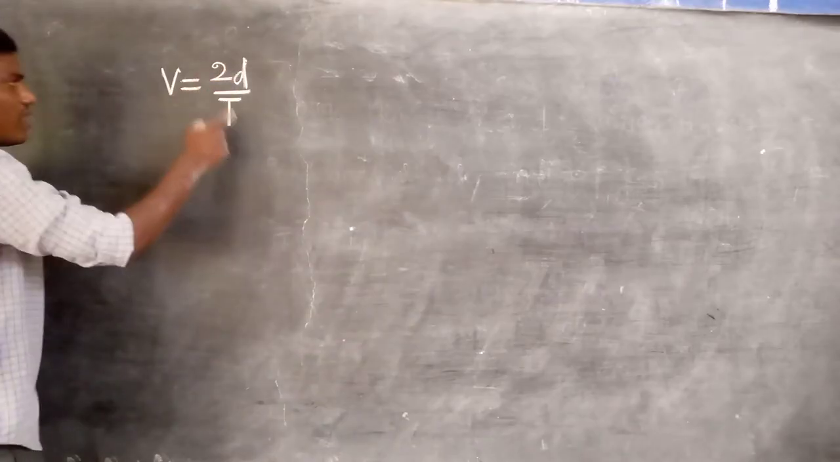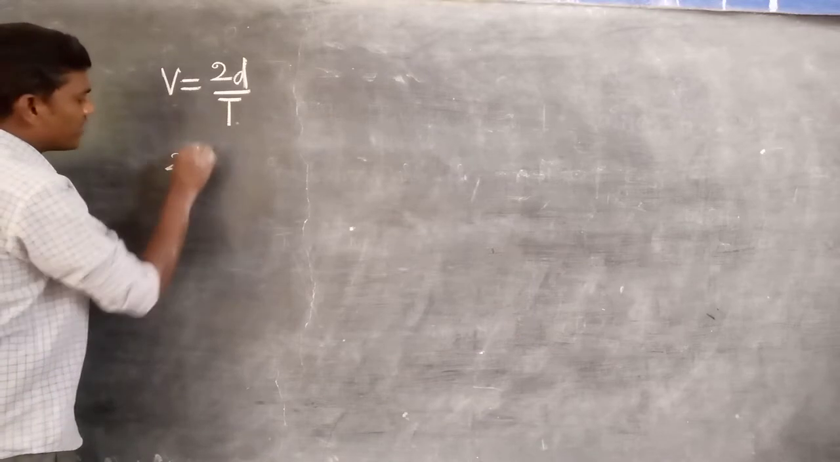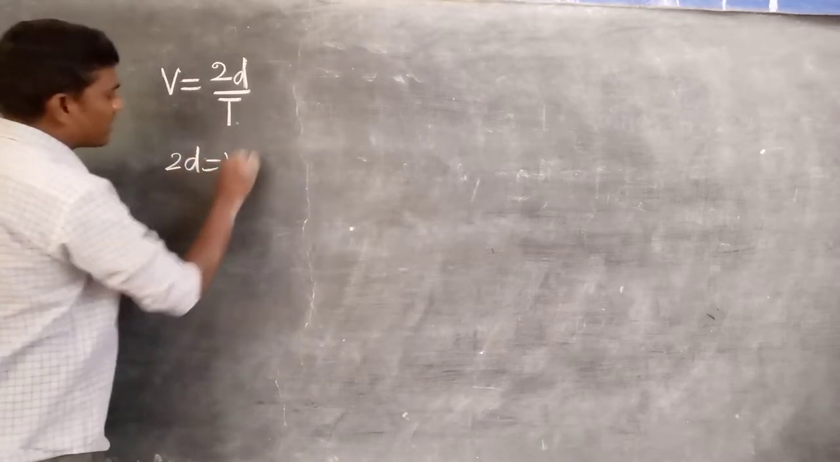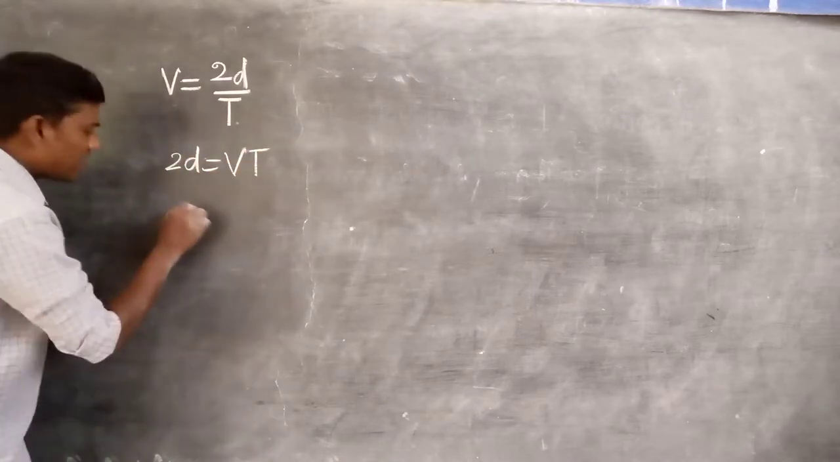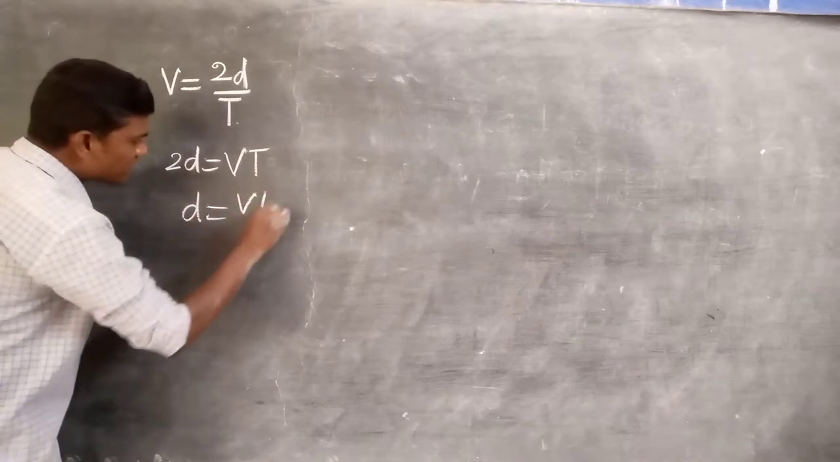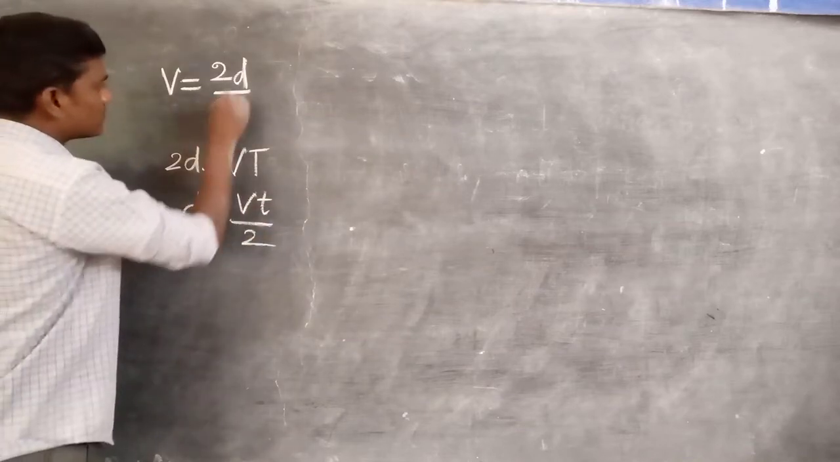That's what 2D upon T. So 2D equals V into T, transferring T to the other side. Then D equals Vt upon 2.